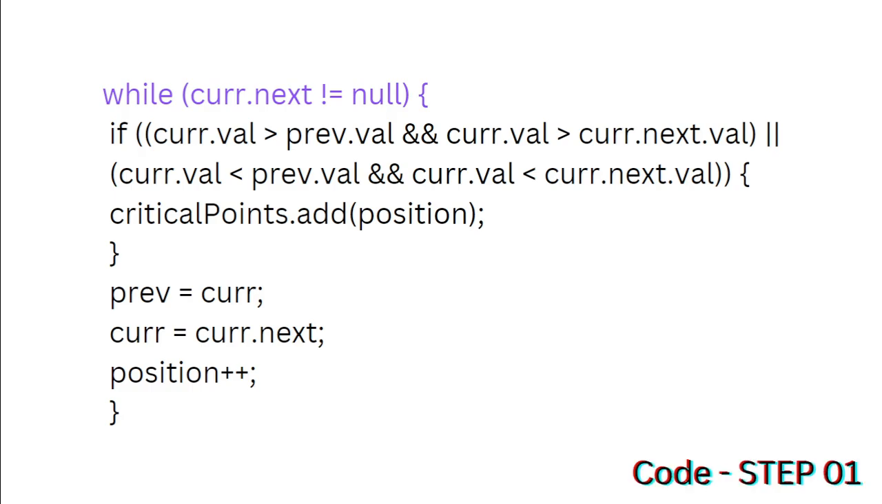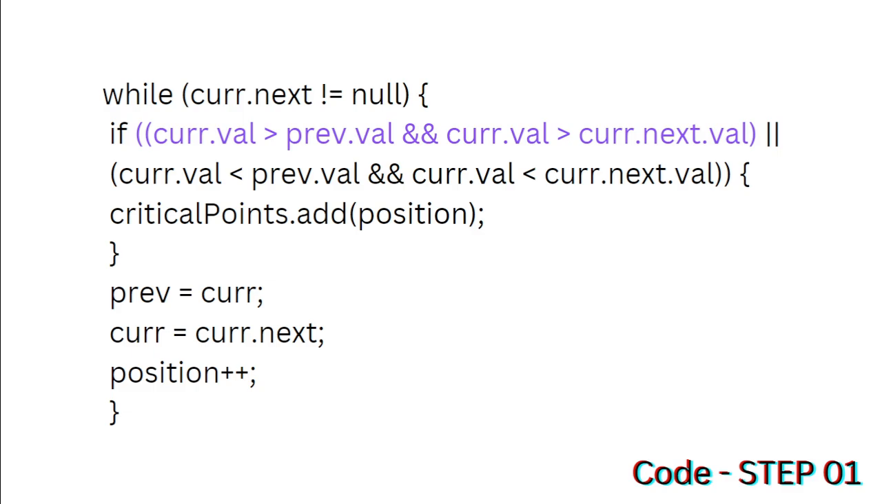This part of the code is step 1 of my algorithm. I have given my break condition, or we can say the loop condition: current dot next not equal to null. That is, if we are standing at the last index, that is our base case. Until then, we execute this while loop. In the first line of the while loop, I have given an if statement with two conditions, more specifically local maxima and local minima.